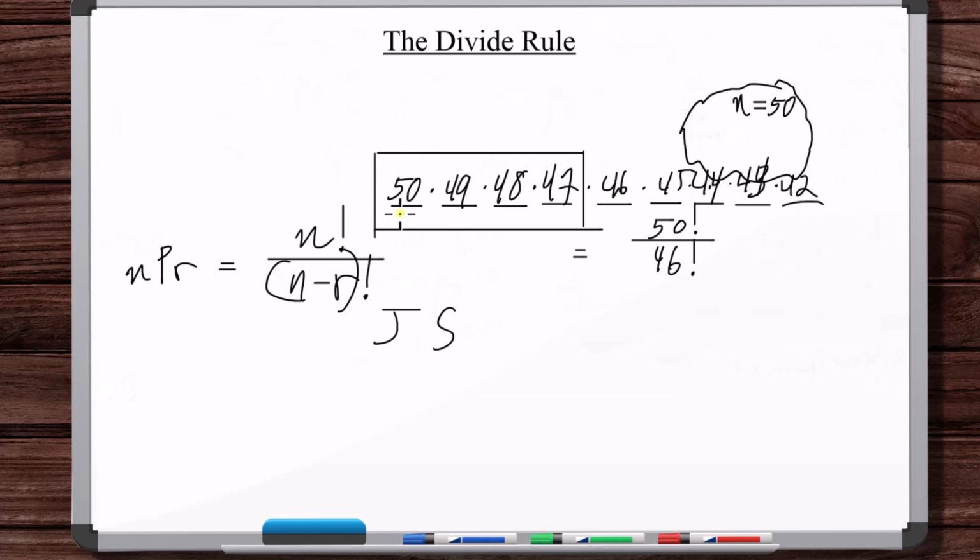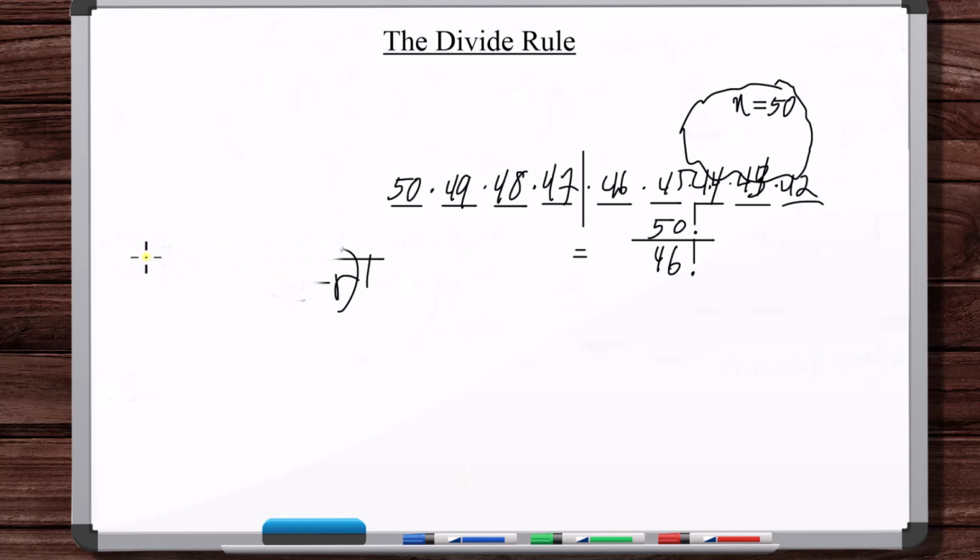That's included here. This is any of the 50 items. But we're only arranging 4. We have 4 slots where we're counting the arrangements of 4. So we stop at 47. But because this is 50, 49, 48, 47, we're accounting for all of the different possible 50 selections that we could have put into this group of 4. Okay, so that's how the divide rule was used to derive the fundamental permutations formula.